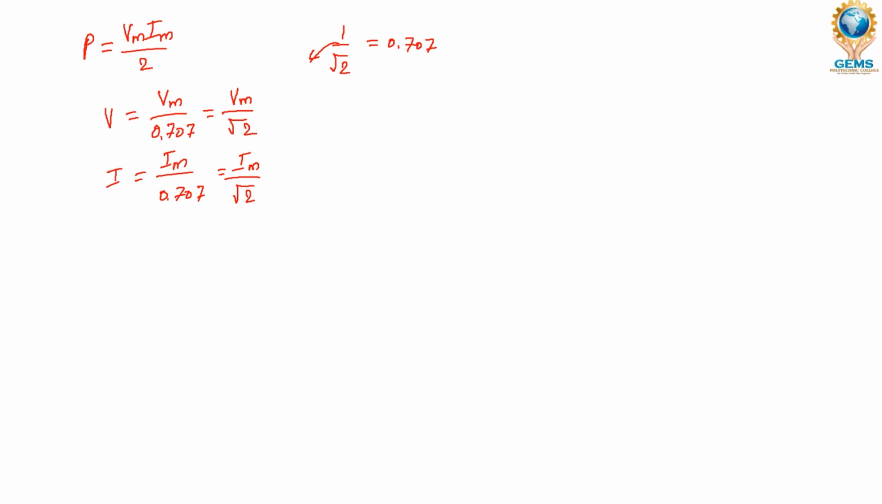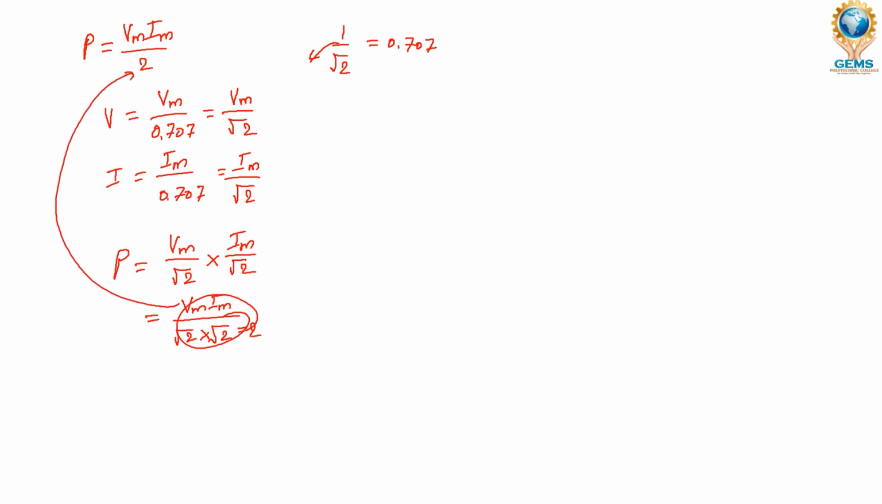Here, can I write the power formula like this: Vm by root 2 into Im by root 2? Why? Because if you multiply, you will get Vm Im by root 2 into root 2, and root 2 into root 2 equals 2 only. So you will get the same value. So I am splitting it into Vm by root 2 into Im by root 2.